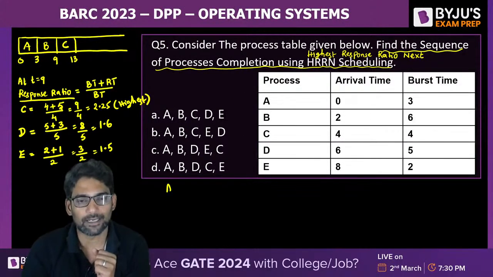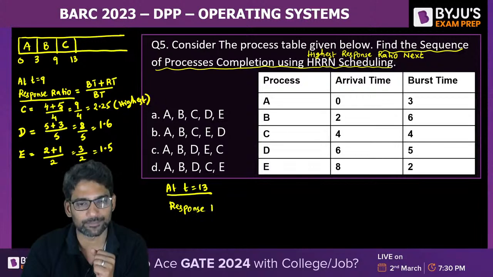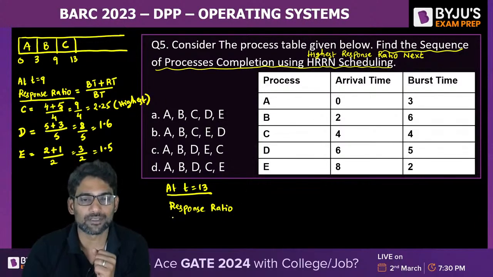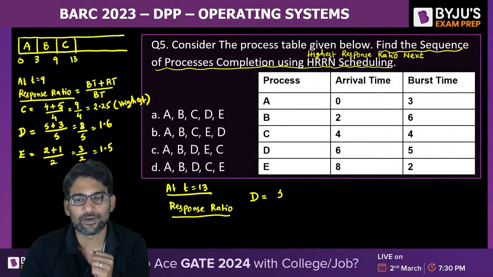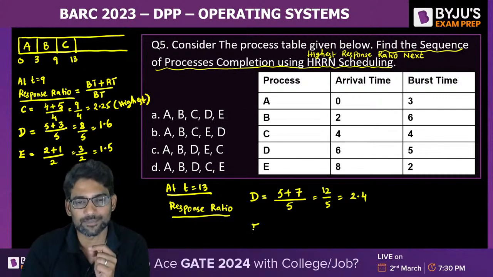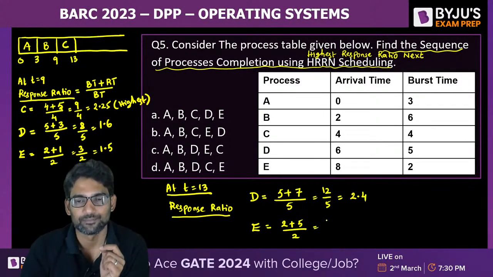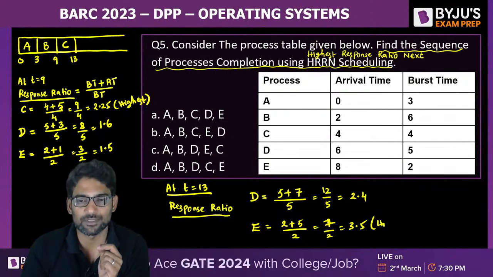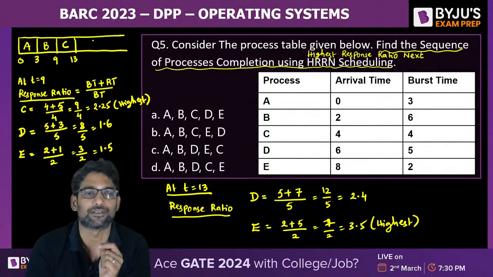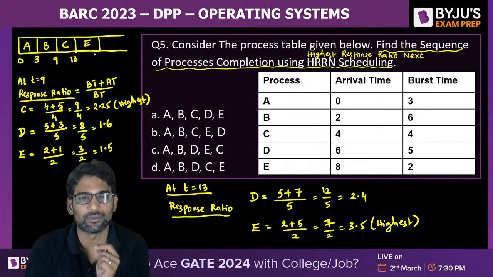Right? Now, at time 13, response ratios, let us calculate. Response ratio of D would be 5 plus, from 6 to 13, what is the waiting time? 7 divided by 5, 12 divided by 5, that is 2.4. And E response ratio, 2 plus 8 to 13, waiting is 5 by 2, 7 divided by 2, that is 3.5. So, which has highest response ratio? E is having highest response ratio. So, E is scheduled from 13 to 15.